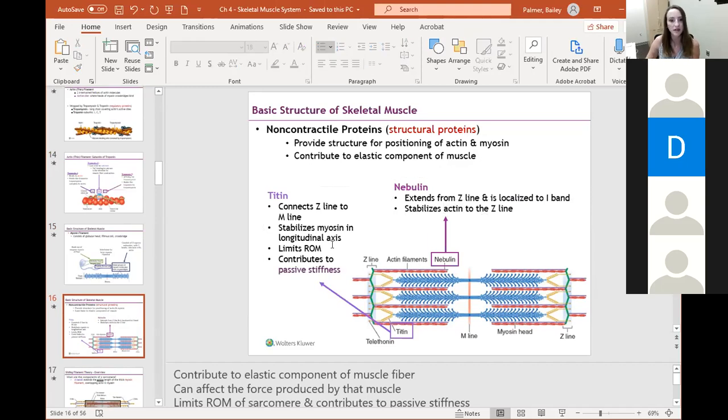Another major component of titin is how it limits range of motion, contributes to passive stiffness that we feel in the muscle during a stretch. So knowing those differences there. Like I said, those questions are pretty simple when it comes to identifying because they're kind of just definitions.